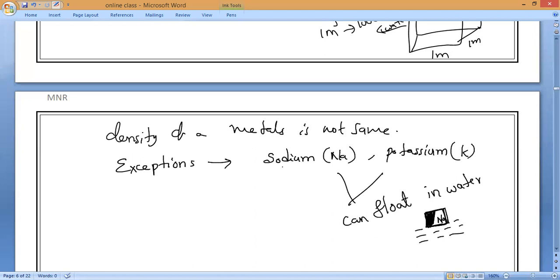So the exception: sodium and potassium have low densities. That is why they are called light metals, because of very low densities. Are you clear, everybody? Please respond. This is the 9th property. Any doubt, ask me.